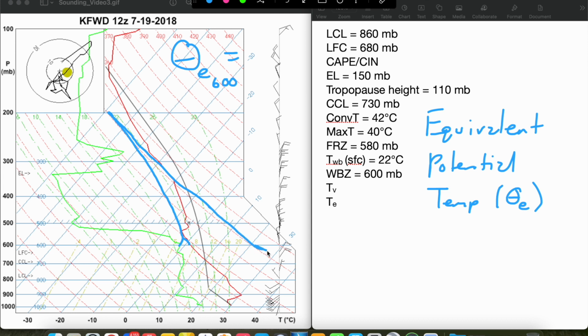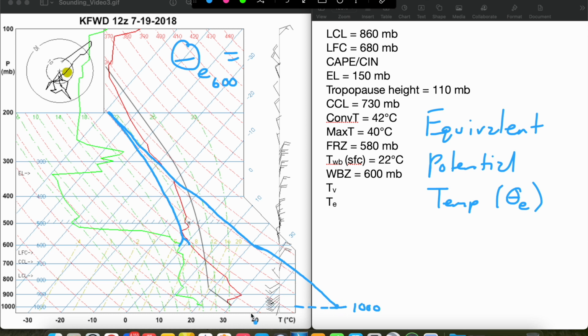and it looks like this is going to go off the chart a little bit, but we can kind of extrapolate here. So now we brought it back down to 1,000 millibars. We'll extend that over a little bit. That's 1,000 millibars. So the temperature at this point is your equivalent potential temperature.